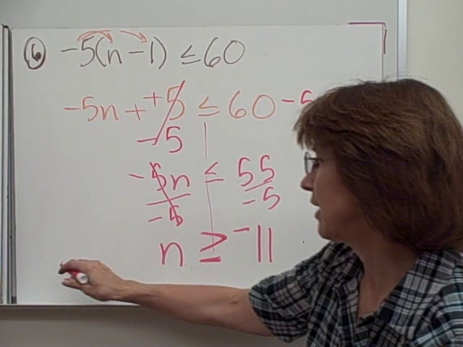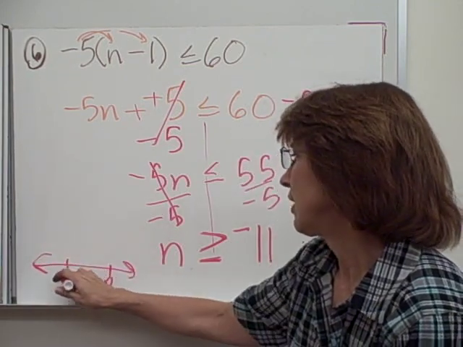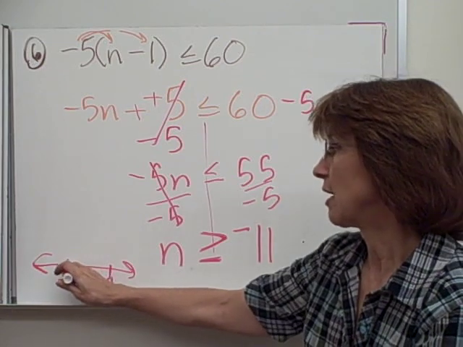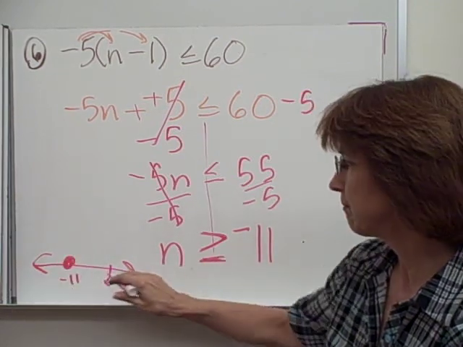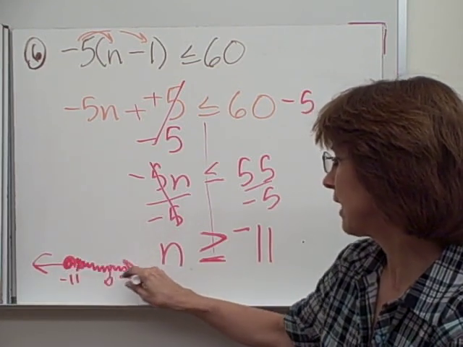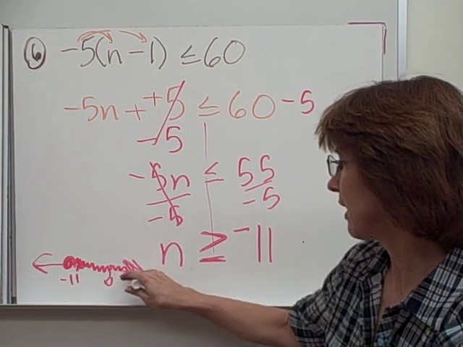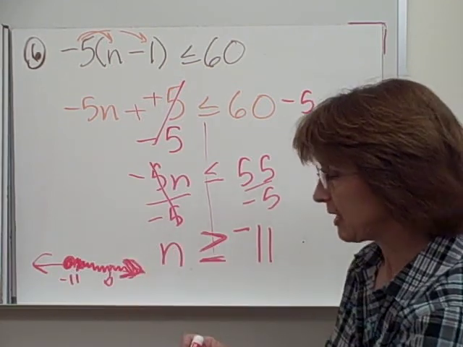And that's your answer. Again, if you wanted to go ahead and graph it, you'd have 0 here, and you have -11 here. It would be a solid dot on -11 because it equals -11. And you're going to shade everything greater than it, everything to the right. Again, the arrow is going to match the inequality when your variable's on the left.